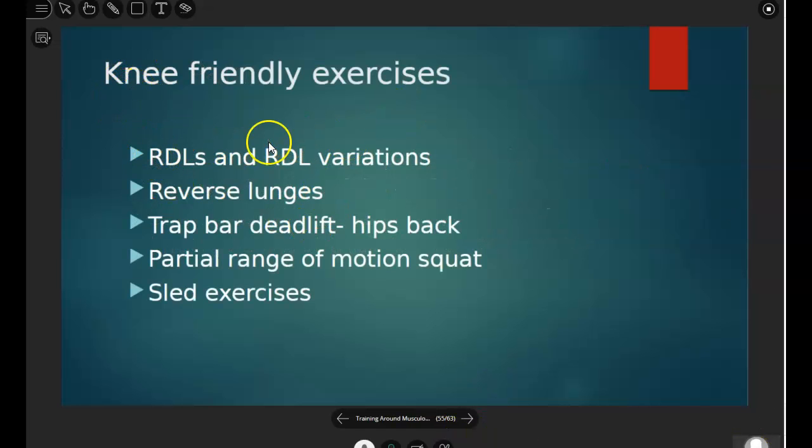So here's some pretty knee-friendly lower body exercises. One, generally speaking, Romanian deadlifts and Romanian deadlift variations. Those are all going to be pretty knee-friendly variations. Reverse lunges, which Amy just said. Trap bar deadlifts, especially when we're pushing our hips back a little bit more. Partial range of motion squats, which you just mentioned before too. And then sled exercises are pretty knee friendly as well.